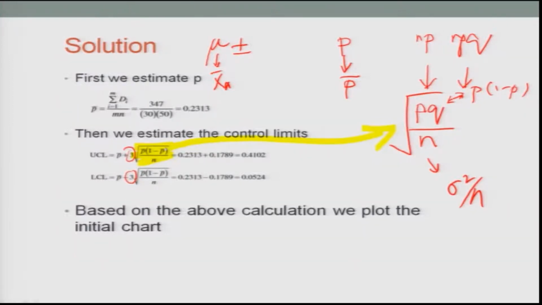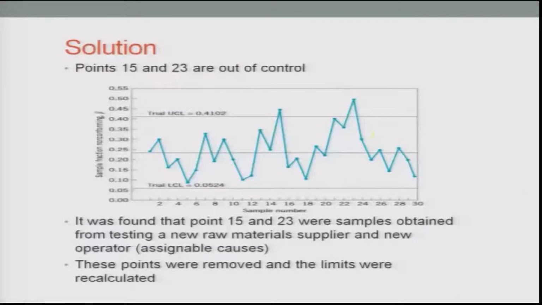You can plot the upper control, lower control and the central line as follows. The central line is this one, which I will highlight using red without disturbing the diagram. I will draw the upper line using green. This is the UCL, which is 0.4102, and the lower value I will draw using blue. This is 0.0524. These are the values, and between them you plot your points.